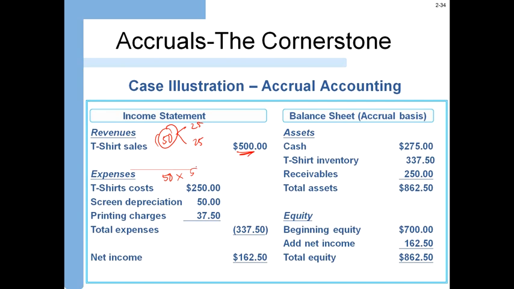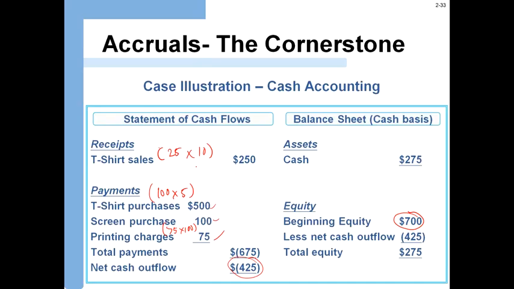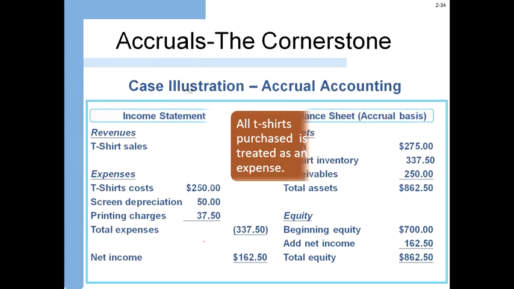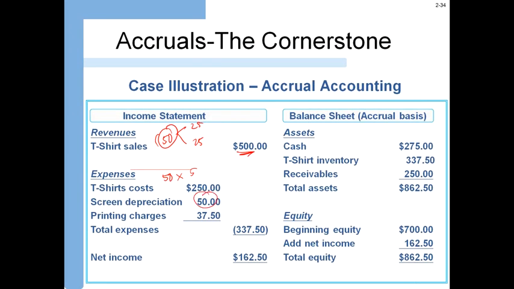Screen depreciation samalah, sebab dia kata screen cost 100 untuk 100 unit. So since kita 50 je kita jual, so $50 je lah. Printing charges 75 cent times with 50. So total expenses kita ialah 337.50 cent. So dapatlah net income.